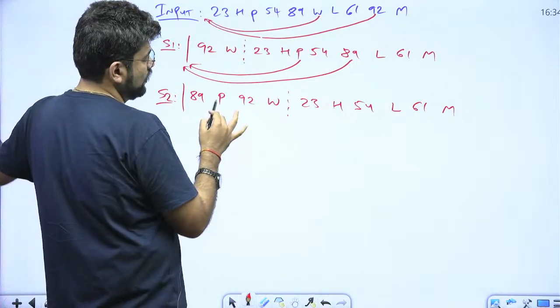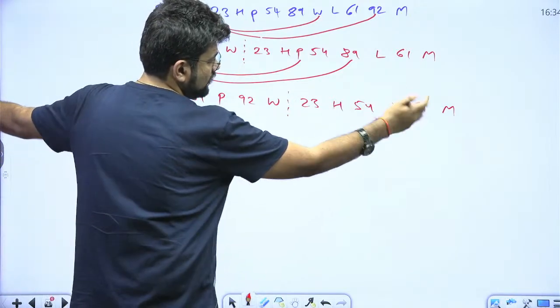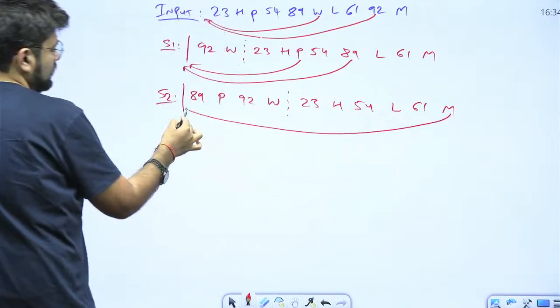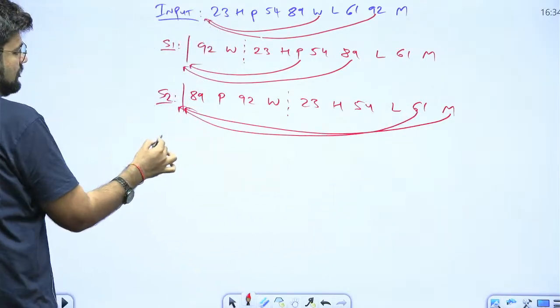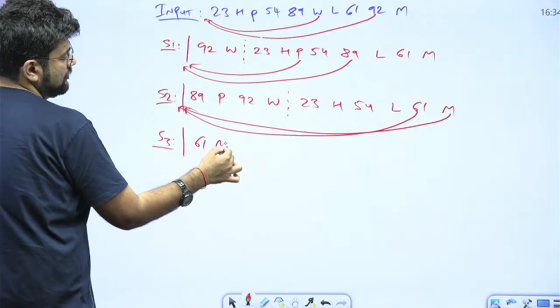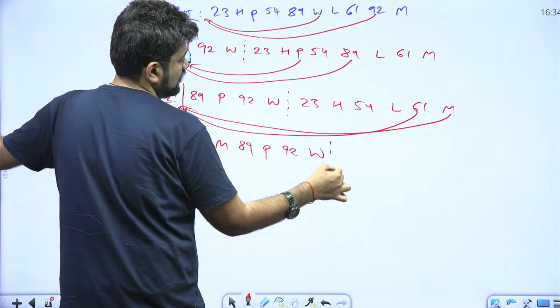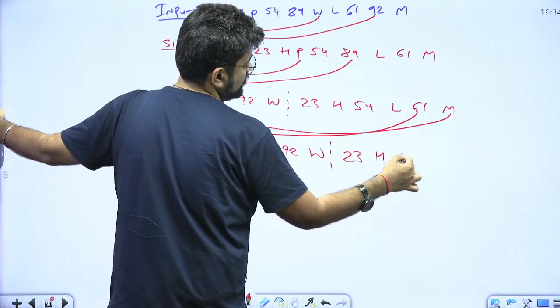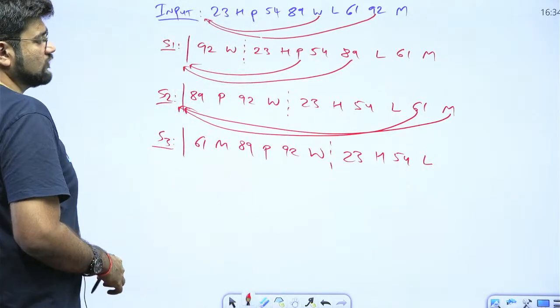Now the next things. So what is the next letter? The next smaller letter is 13 only. So 13 is going to come in front. And what is the next number? It's 61. So 61 is also going to come in front. So step 3 is 61M 89P 92W 23H 54L. That's it.